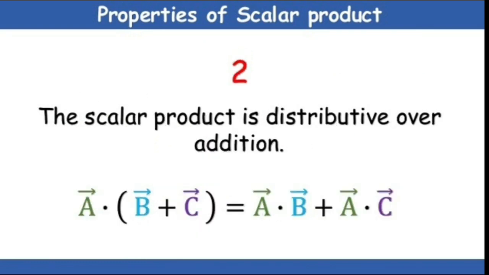The second property is that scalar product is distributive over addition. That is A dot (B plus C) is equal to A dot B plus A dot C. Just like the usual distributive property of multiplication, here we have the distributive property of this scalar product. So A dot (vector B plus vector C) is equal to vector A dot vector B plus vector A dot vector C.